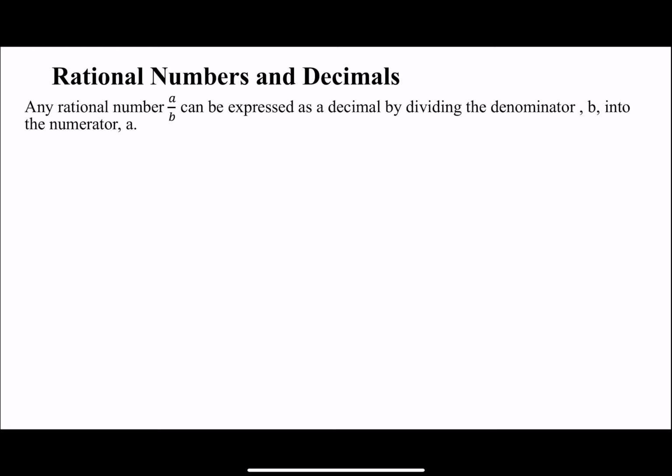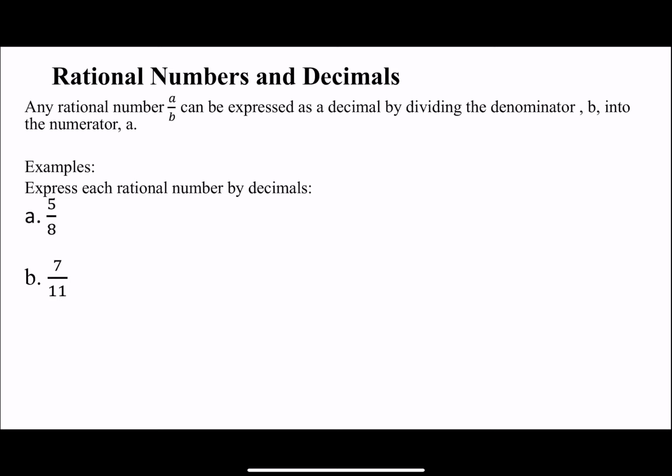When you have a rational number a over b, you can express it as a decimal by dividing the numerator a by the denominator b. So a over b is a divided by b. For example, you have 5 over 8 or 7 over 11. Let's use the calculator. 5 divided by 8 is 0.625. And 7 over 11 is 0.636363. Here 63 is repeating.